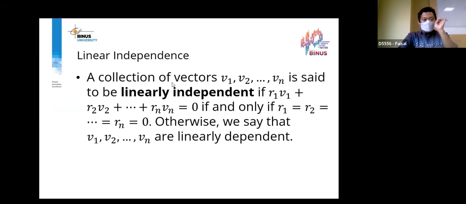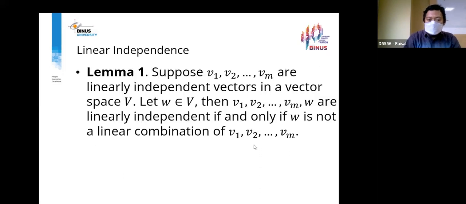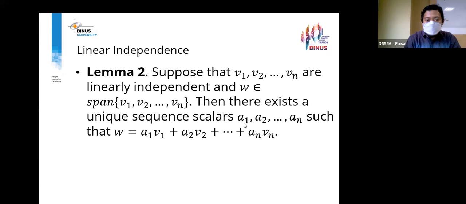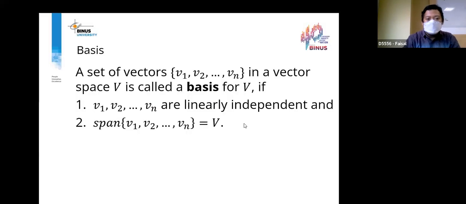Okay, now we move to the next definitions. To define what a basis is, we must know what linear independence is. So first we must know what a linear combination is, and second we must know what linear independence is. Okay, so this is the definition of basis.